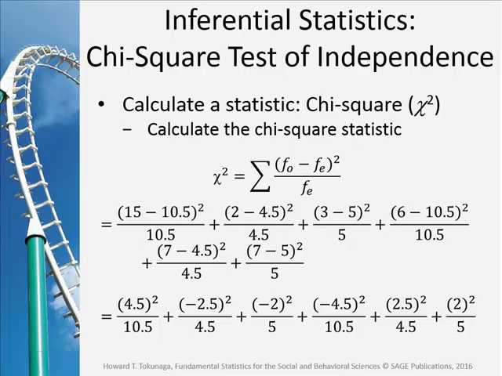Chi-square, we did last time. You take the difference between what you observe, which is the actual data, and the expected for each of those cells, square it to get rid of the negative sign, divide it by what we would expect, and then you add them all up.